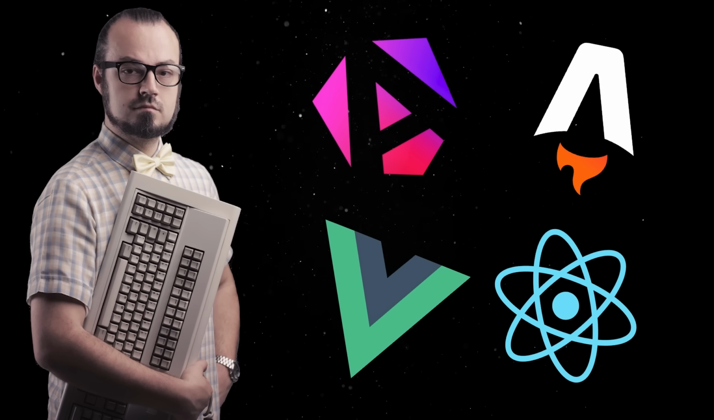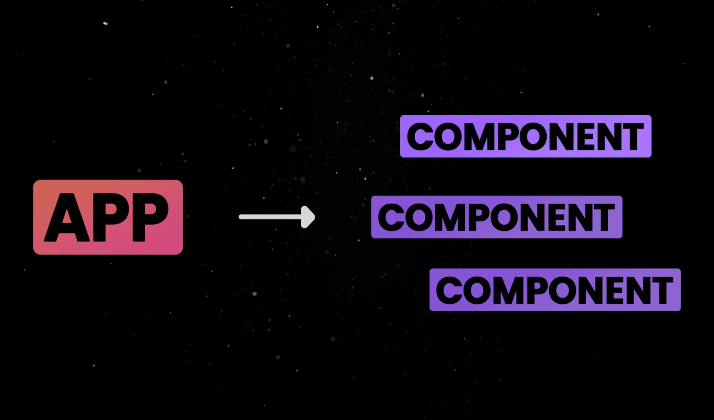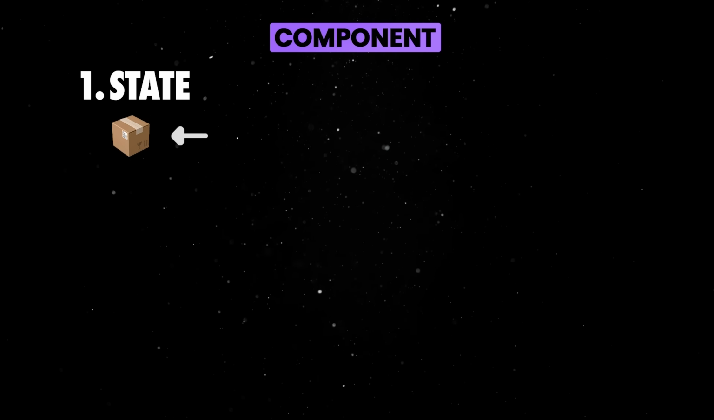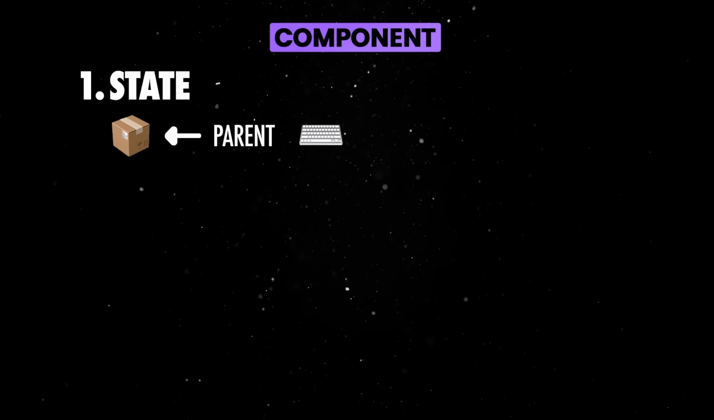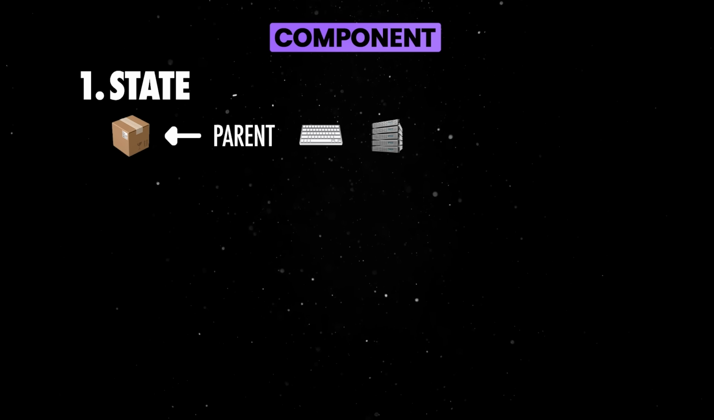When you really distill things down, modern web apps are built as a collection of components. Each component has three main responsibilities. First, it manages some sort of internal state which is either passed down from parent components, captured from user input, or directly retrieved from the server.